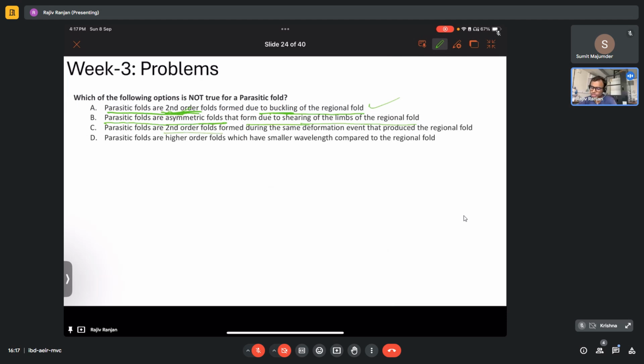Parasitic folds are second order folds formed during the same deformation event that produced the regional fold. Yes, it is correct. Okay, option D. Parasitic folds are higher order of folds which have a smaller wavelength compared to the regional fold. This is incorrect. Why?